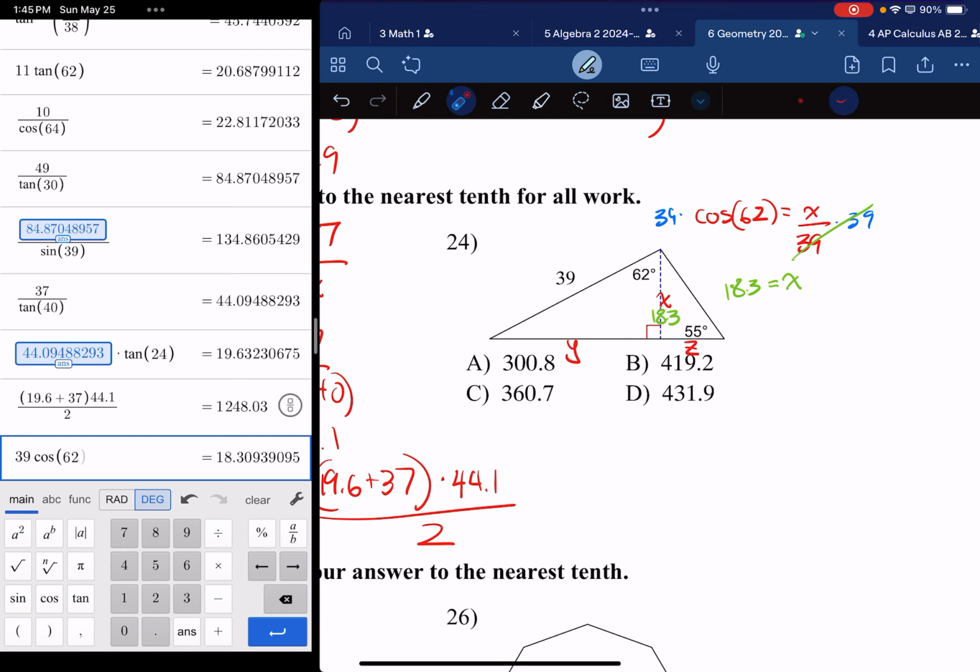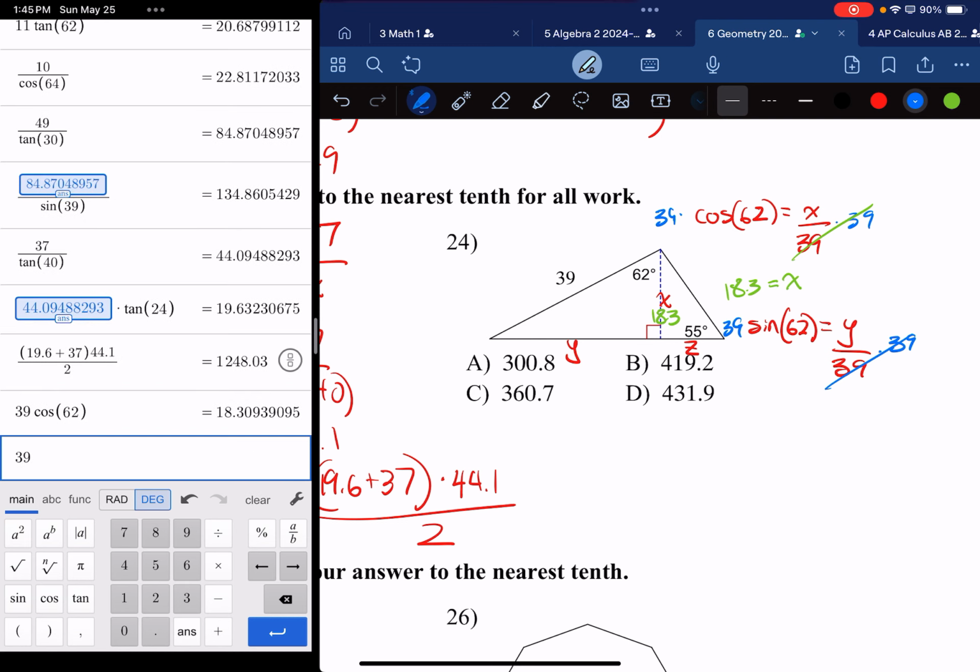So the relationship with Y and 62 is going to be the opposite and hypotenuse, which is a sine. So I'm going to say sine of 62 is going to be the opposite, which is Y, over the hypotenuse, which is 39. Again, we get rid of 39 the same way by multiplying by 39. 39s are gone. And I'm going to type in what is 39 sine of 62. And that's going to be Y is equal to 34.4, and I'll label that as 34.4 on my diagram as well. And then finally, I want to find this Z.